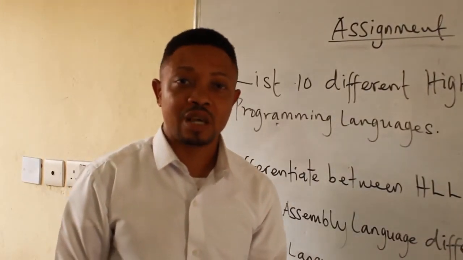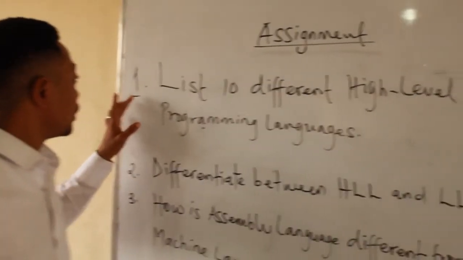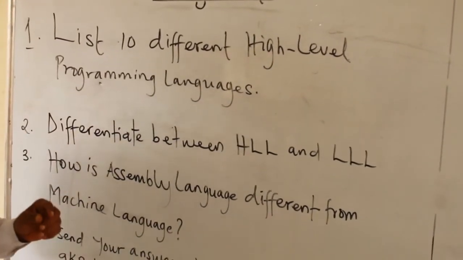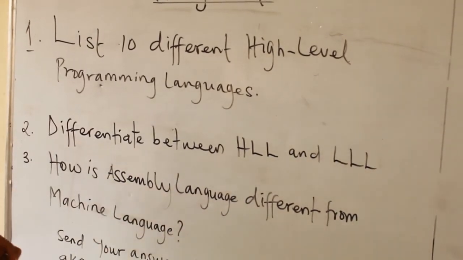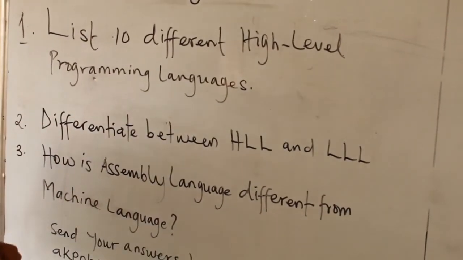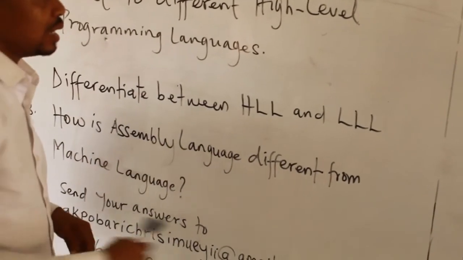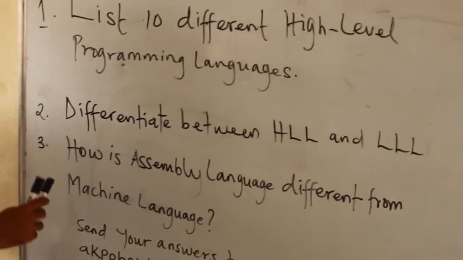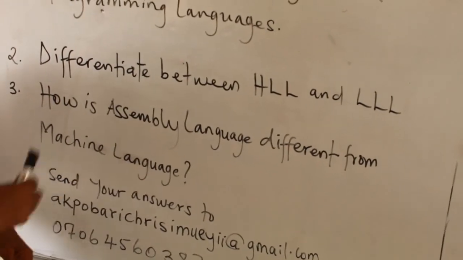So here is an assignment for you. Please do it and send to my email address. One, you are to list 10 different high-level programming languages. Please note, do not include the ones we've already mentioned in the class. Two, differentiate between high-level language and low-level language. And three, how is assembly language different from machine language?